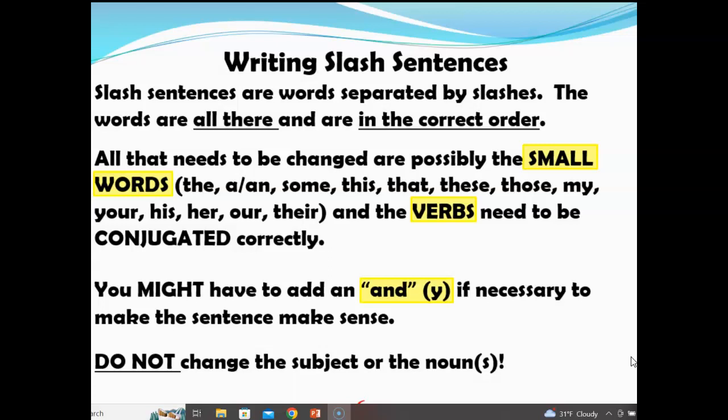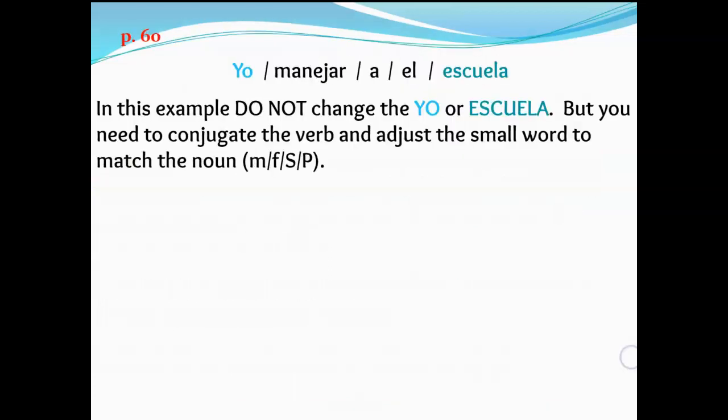Don't just willy-nilly add it, but you might have to add it only if it's necessary to make the sentence make sense. Never change the subject, which is at the beginning of a sentence, and never change a noun, which is part of the stuff at the end of the sentence, okay? So on our cheat wall, the subject is in that bright orangish pink color. Never change that. And then of a detailed sentence, the stuff can be an additional verb, an infinitive, or a small word and a noun. So never change the subject or the noun, okay?